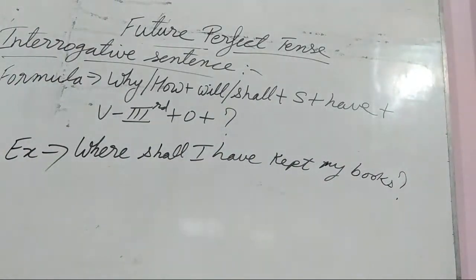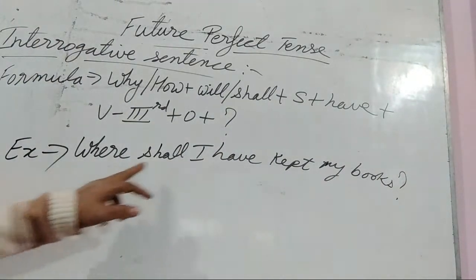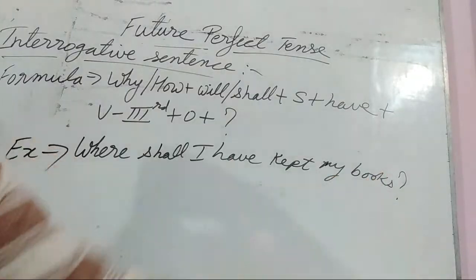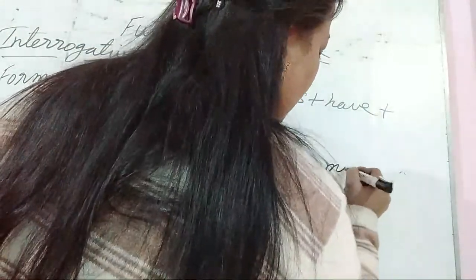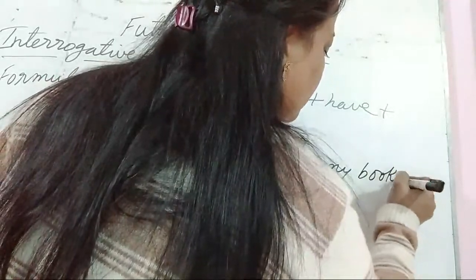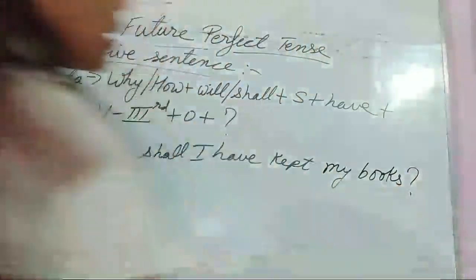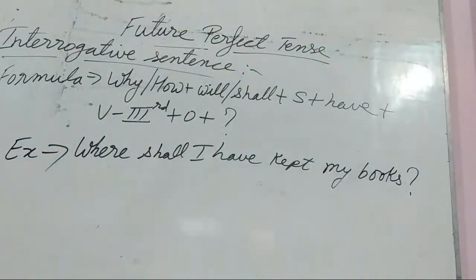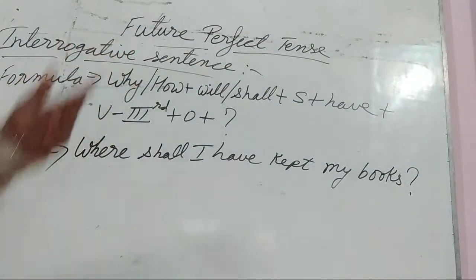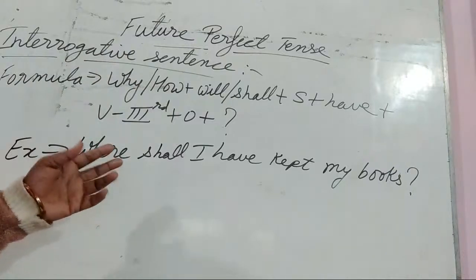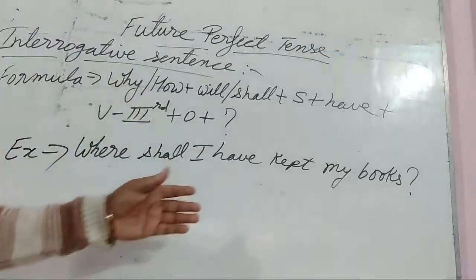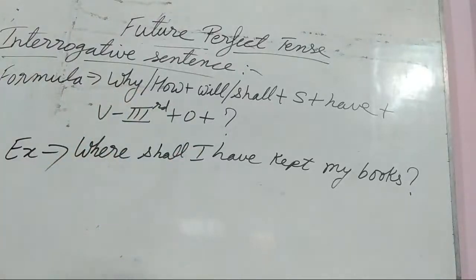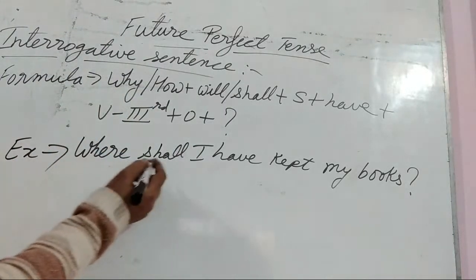Okay. Now the sentence is, where shall I have kept my books? Okay, I'm making it a little bit clear. My books. Okay, and the question mark. So according to the formula, as here it is an interrogative sentence, a question is asked over here. So according to the sentence we can use where, how, when. Okay, so in this case we can use where, as a question is asked.